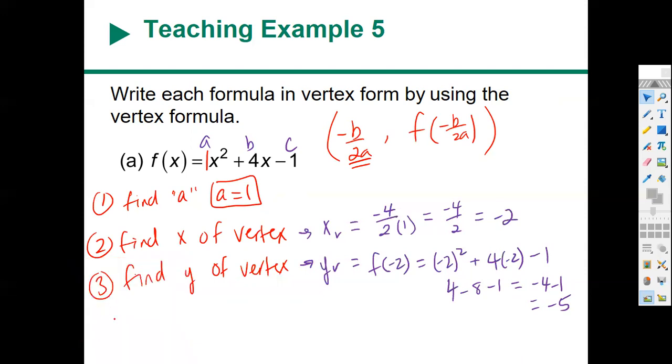And the last step is to plug into vertex form. And vertex form is y equals a times x minus h squared plus k.